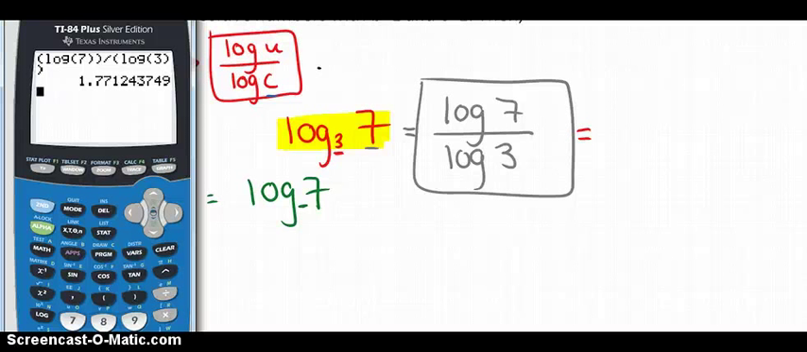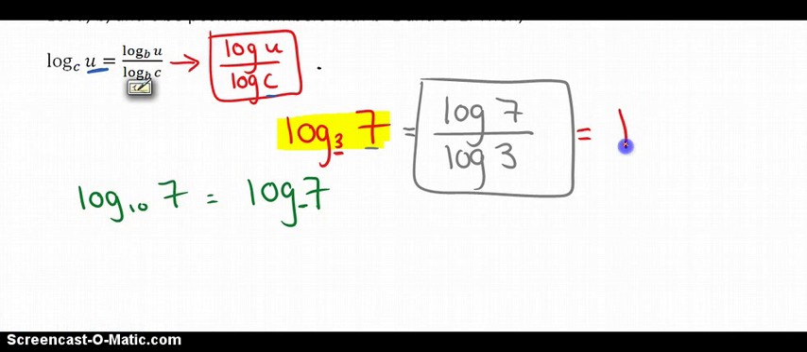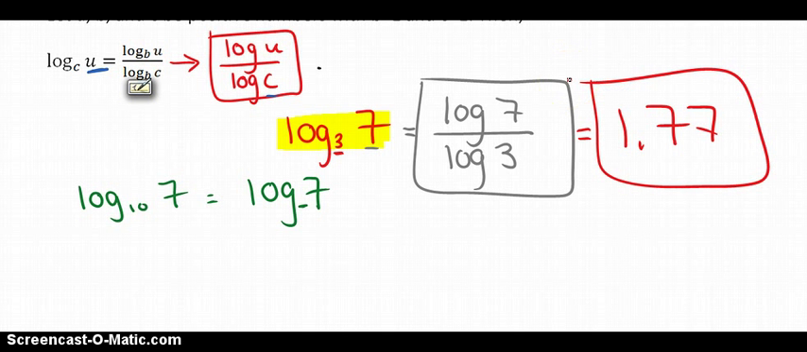So if ever you need to get a decimal answer or you need to plug a log into your calculator, you always want to go to this button here. So just write that on your note sheet, 1.77, we'll round to the hundredth place, and that is your decimal answer.